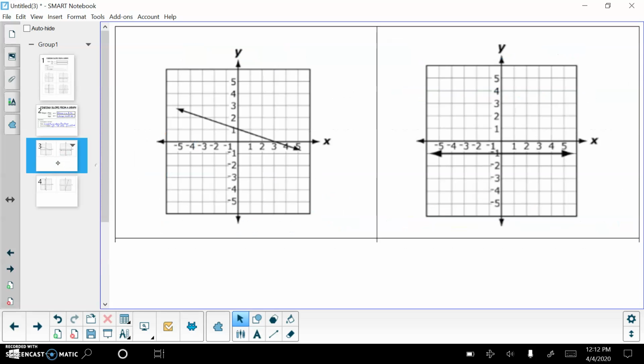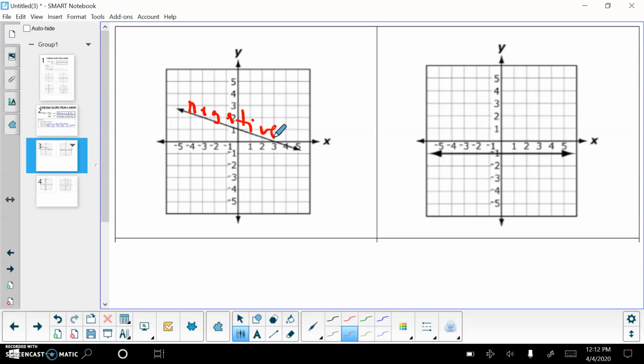Now on this first example, I'm going to notice that starting on the left up at the top here, and going down to the right there, that was starting up and it was going down, so that is a negative slope, which I'm going to write up here. That is a negative slope, so that I can remember that.